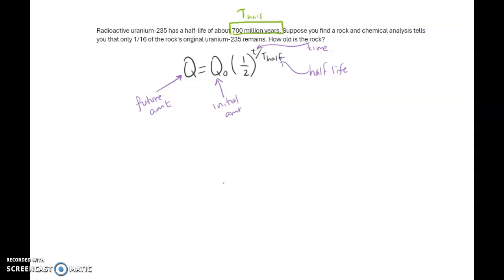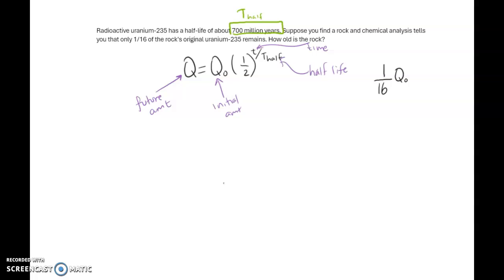And it says, suppose you find the rock and it tells you that only 1/16 of the rock's original uranium-235 remains. So it doesn't even tell you how much you start with, but it's telling you that in the future, 1/16 of the original is left. So let's think about what that means. It's 1/16 of the original amount.